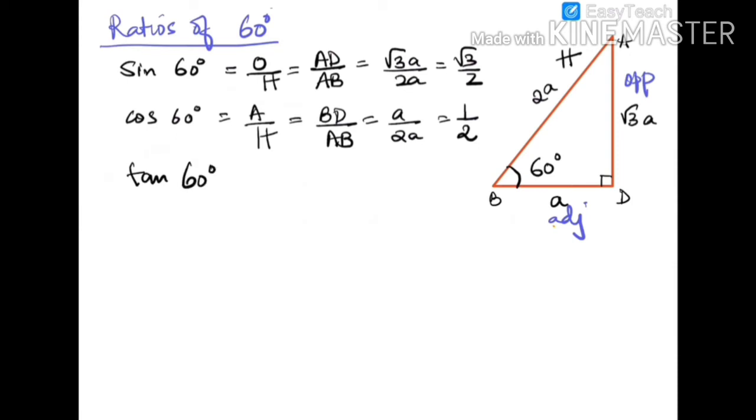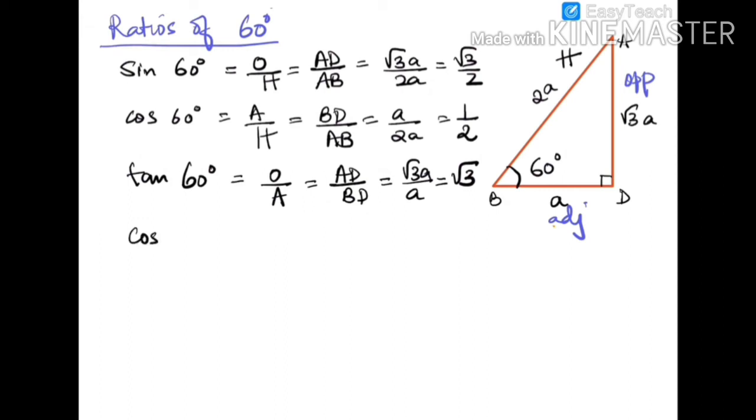Similarly, tan 60 degrees will be opposite upon adjacent, that is equal to AD upon BD, which is root 3A upon A, that is equal to root 3.